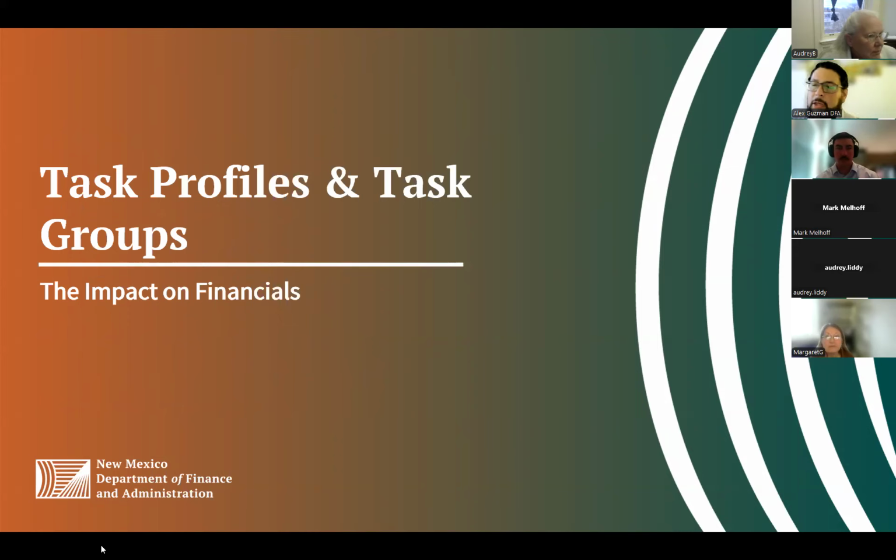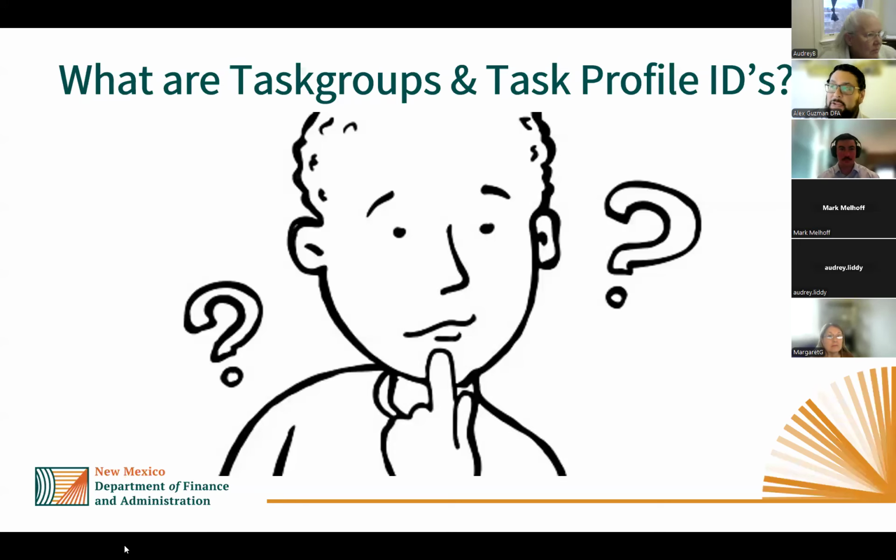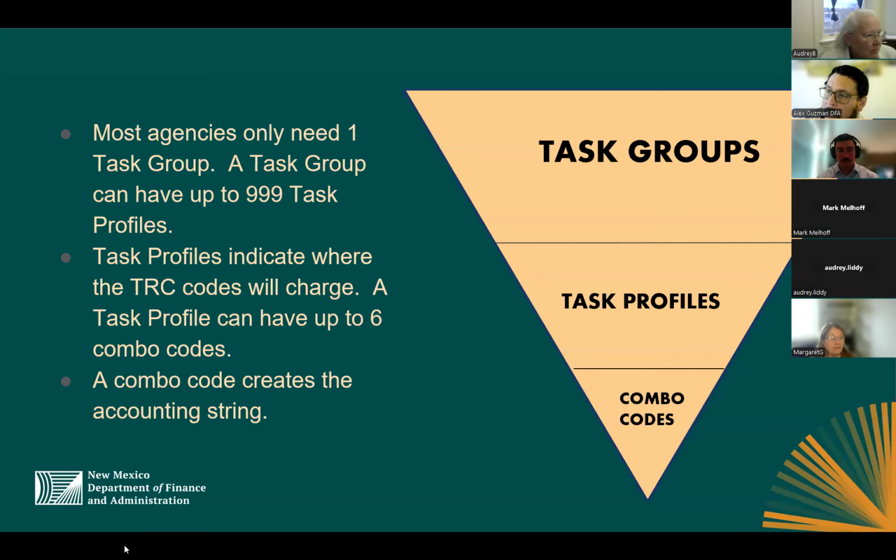So we're going to be going into task profiles and task groups and the impact they have on financials. What are task groups and task profile IDs? This gives you a breakdown of how they're structured. Most agencies only need one task group. A task group can have up to 999 task profiles, and task profiles indicate where the TRC codes will charge. A task profile can have up to 6 combo codes, and the combo code creates the accounting stream. So this gives you the way it works. It trickles down from task groups, to task profiles, then to combo codes.